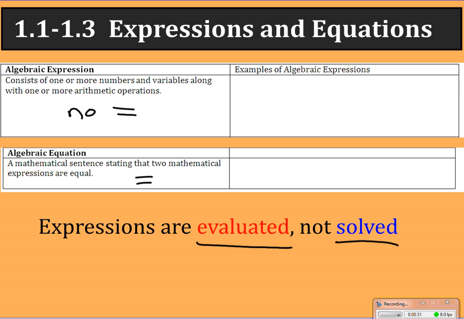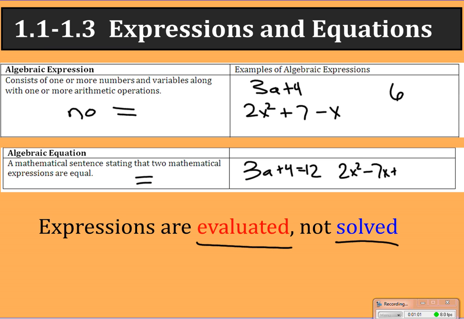That's the big idea. So an expression would be like this: 3a plus 4, or 2x squared plus 7, minus x. Those would be algebraic expressions. Even just a number 6 could be argued that it could be an algebraic expression. An equation just means that it is two expressions equal to each other. So if I said 3a plus 4 is equal to 12, or if I said 2x squared minus 7x plus 3 equals 0, those are going to be considered equations.